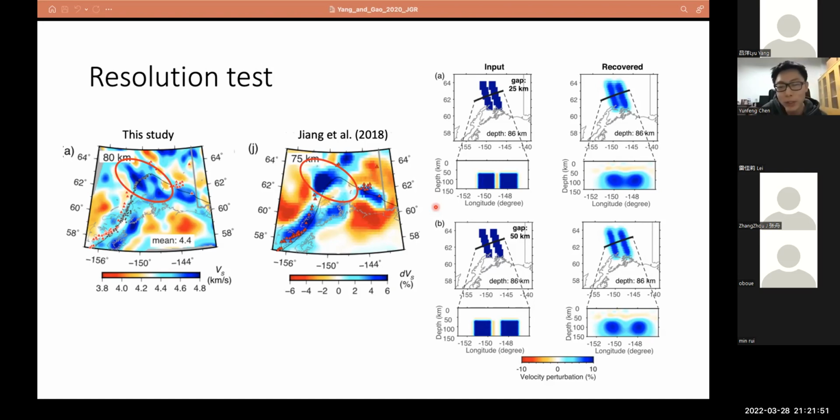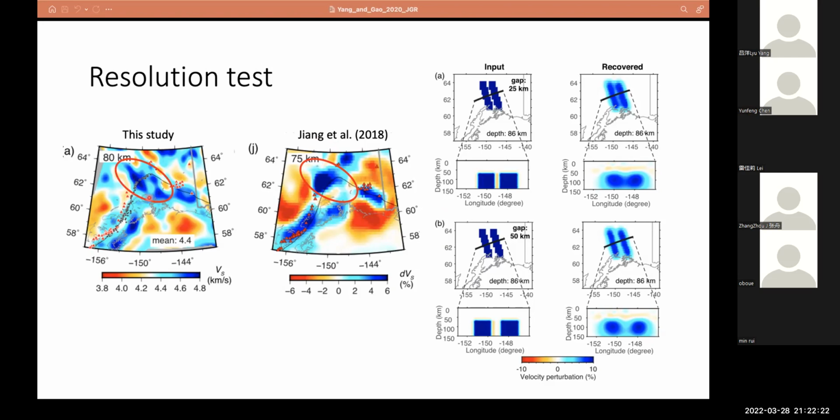And also very interesting, which we call a resolution test or hypothesis test. The idea is that sometimes you cannot believe whatever you see in a velocity model. Here, this is an important argument in their paper. Rather than the one shown in previous studies, where this slab is a continuous structure, what they see in their paper is that this slab actually consists of two sub-slabs, two parallel high velocity structures.